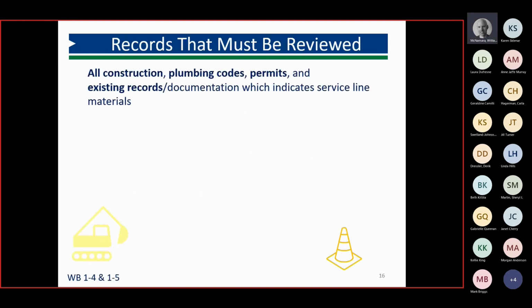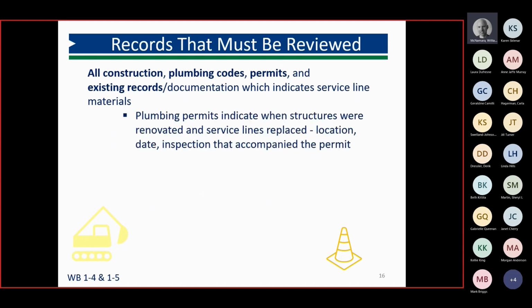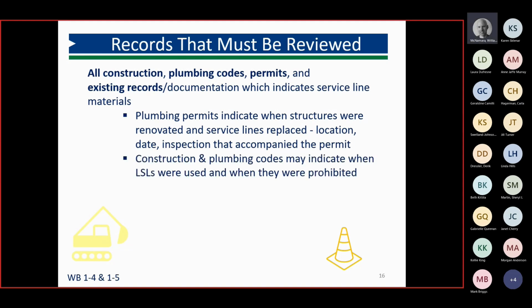The first one was all construction, plumbing codes, permits, and existing records or documentation that indicate service line material. So the reason this is important is because plumbing permits can indicate when structures were renovated. It might indicate if plumbing work was done close to the meter, close to the premise plumbing, or the premise plumbing close to where the water line comes in. There might be notes, documentation of what that service line material is.